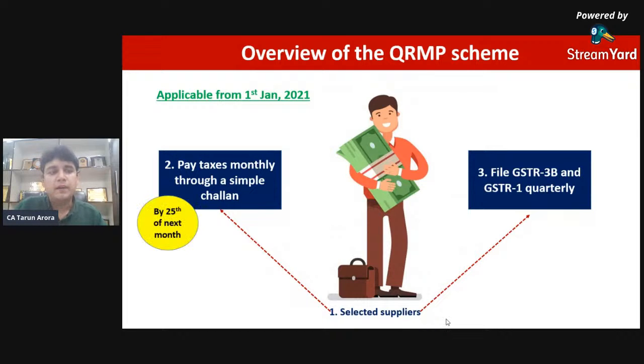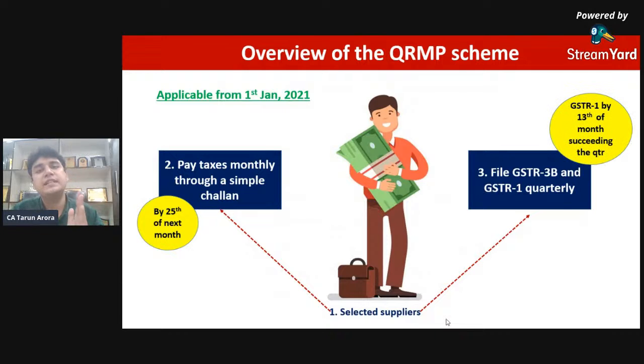The due date for paying the taxes will be 25th of the next month. क्वार्टर के अंदर 3 महीने हैं, तो पहले 2 महीनों के लिए जो ड्यू डेट है, it is 25th, and बाकियों की it is linked with GSTR 3B, and the due date for GSTR 1 will be 13th of the succeeding month of the end of the quarter.